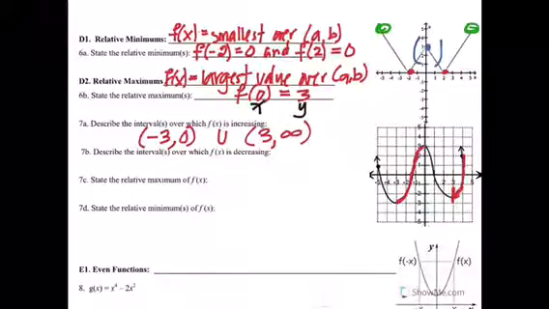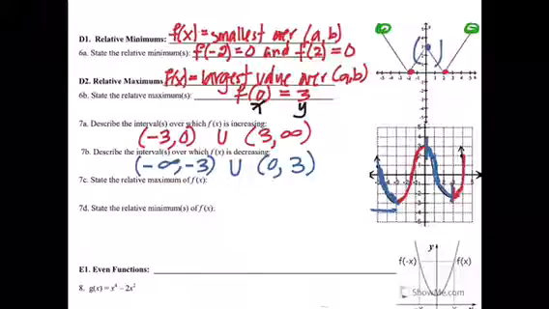Let's use this graph to talk about where the graph is decreasing. So here it's decreasing, and here it's decreasing. Over here we would say the graph is decreasing from negative infinity all the way until we reach negative 3, and then it decreases again starting at 0 until we reach 3.